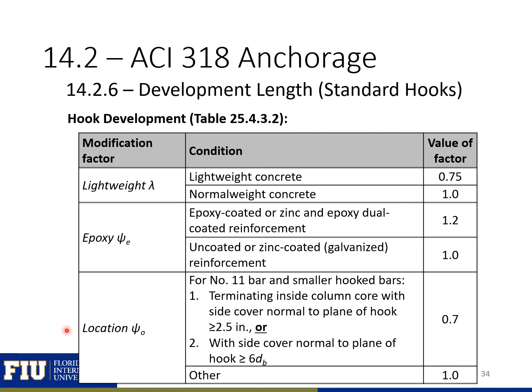Next, we have a location factor, and this has to do with the location of the hook in our section. So if we have a hook that terminates inside a column core with a side cover greater than 2.5, or with a side cover normal to a plane of hook greater than or equal to 6 times the diameter of the bar, then we can reduce our required development length by 30%. So we use a 0.7 modification factor. Otherwise, we have a location factor of 1.0 here.